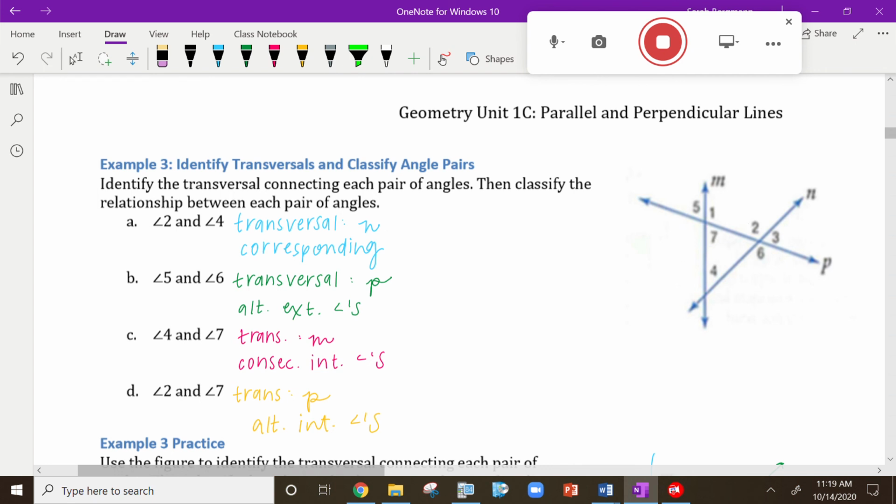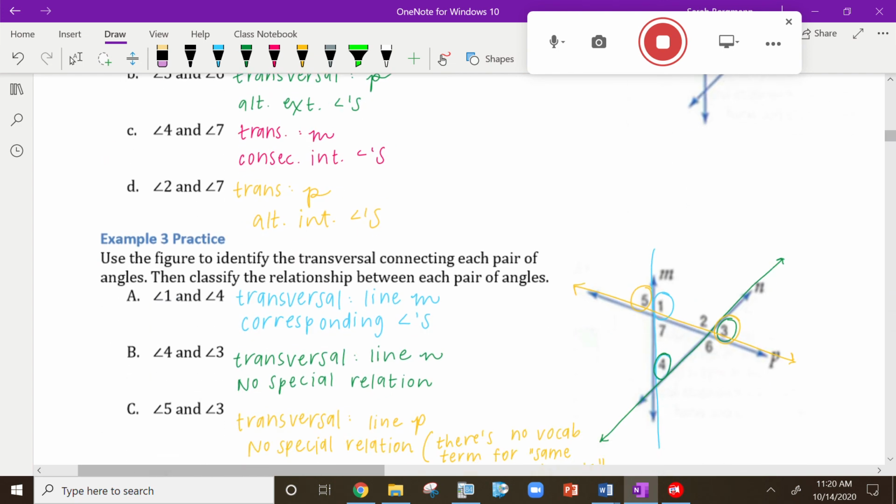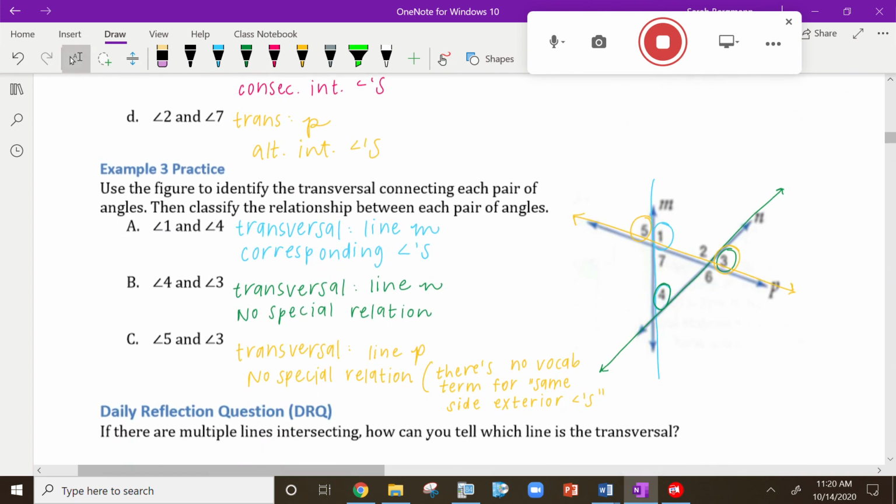Remember, if there's no relation, that's okay too. You can just put no relation. Here are the correct answers. And finally, for your reflection question, please reflect on this. If there are multiple lines intersecting, how can you tell which line is the transversal?